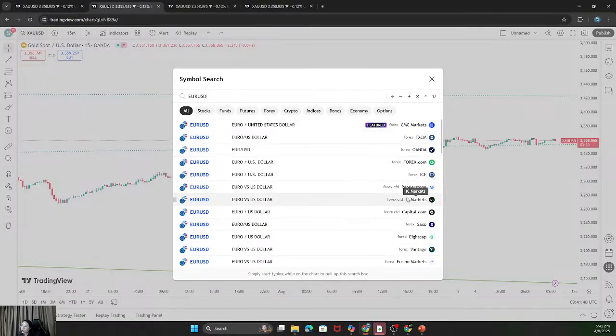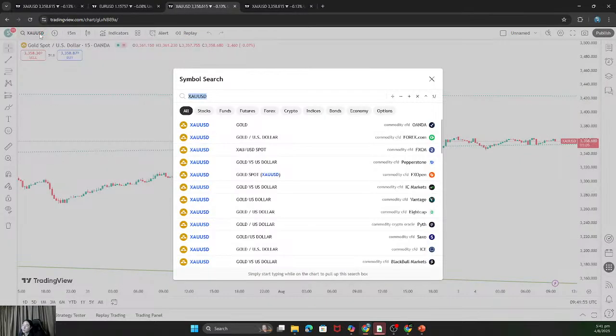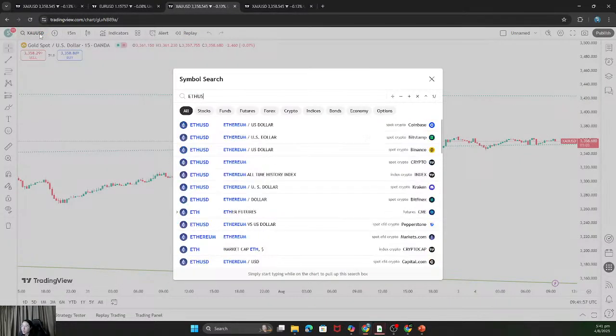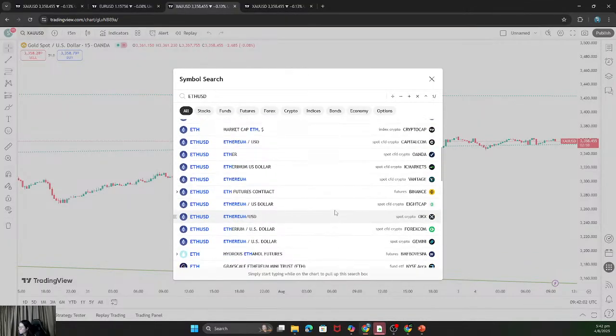When you're looking at your charts, you want to choose IC Markets, so that it's closely related to your account, so the prices are really close to your account. Actually, it should be the same. EUR USD, XAU USD. Let's look at ETH USD. So where's IC Markets?